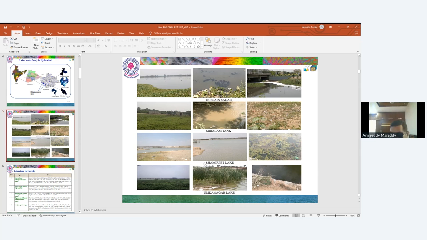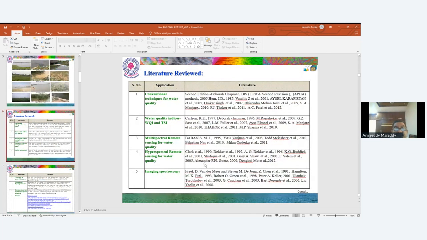For this case study, we have reviewed the existing literature, not only in India, other countries also, on how hyperspectral remote sensing is useful for water quality monitoring, water quality mapping or water quality measurements, and how it has been used by different countries. In this literature, you can see conventional techniques for water quality, water quality indices, multispectral remote sensing for water quality, hyperspectral remote sensing for water quality, and imaging spectroscopy. In these broad areas, we have reviewed the literature. Ultimately, we have come to a conclusion that hyperspectral remote sensing can definitely be used dominantly for water quality mapping.